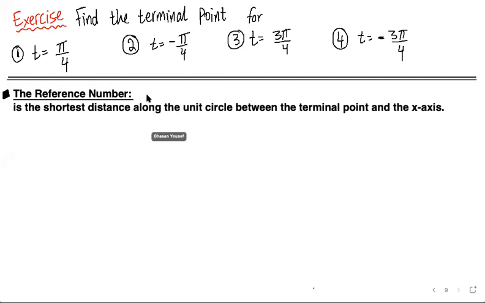Let me explain it more. Suppose, so right now we know what the terminal point is. We know what the unit circle is. So we can now find the reference number. So suppose I have a circle like this.